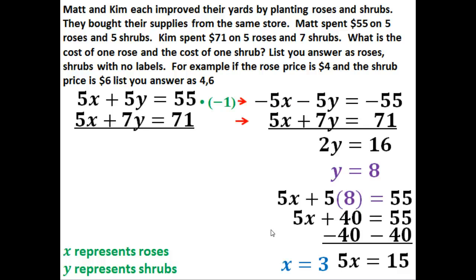If x equals 3, x is the price of my roses. And I know that x equals 3 and my shrubs are 8, and it asks me to list the price as roses, comma, shrubs with no label. In other words, no dollar sign. So in this case, 3, comma, 8 will be my answer. Again, the 3 came from my roses, since it asks me to list roses first, then shrubs, and 8 would be my shrubs. There normally would be a dollar sign, but this asks specifically for no labels.